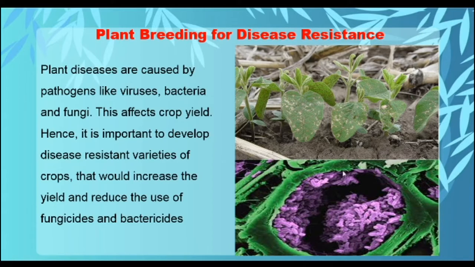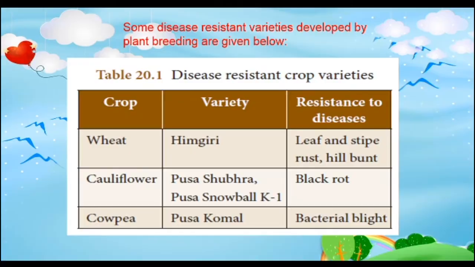Once again, see, this is the plant cell. Look inside the plant cell; the plant does not have its cell organelles in proper order. So you should know what plant breeding for disease resistance is. It means the plants have the potential to avoid certain types of disease. The new variety has the potential to avoid the disease. Some of the disease resistant varieties developed by plant breeding are given below. There are some examples.